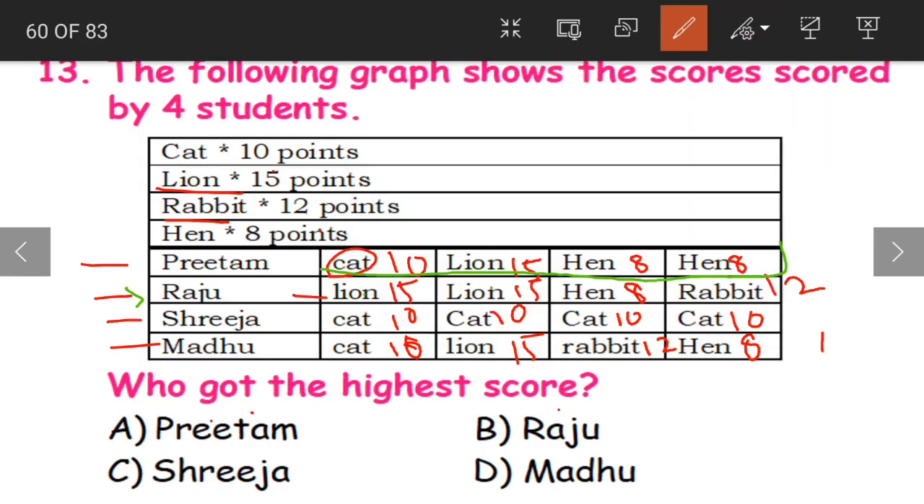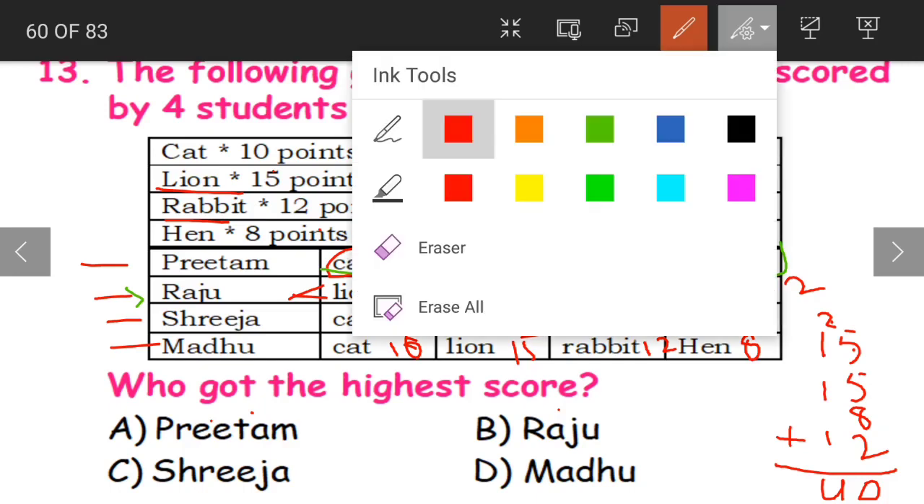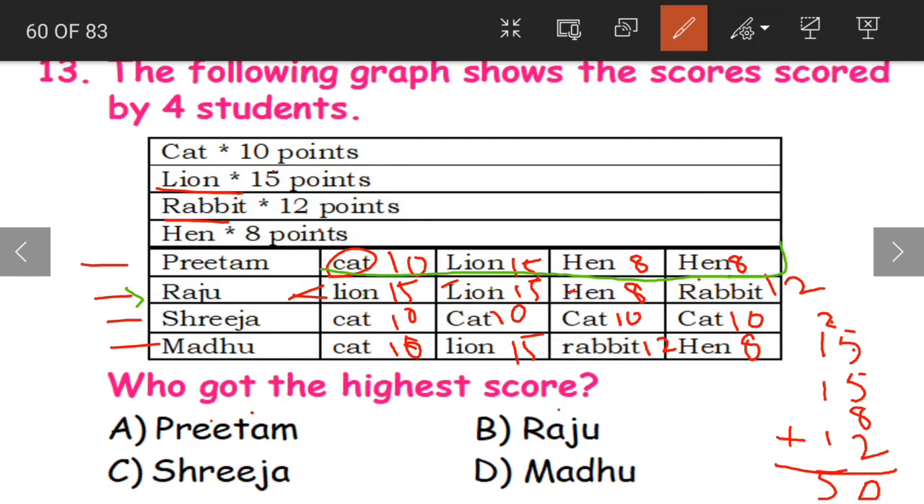What is it? 15 plus 15 plus 8 plus 12. Yes or no? 15, 15, 8 and 12. When we add, we have 20, 2 carried, 4, 2, 3, 4, 5. It is 50. The total score by Raju is 50. Yes or no? Yes. Now we have to check all the others also, right? When we come to Shrija, Shrija is having 4 tens, that is 40. Raju is 50, Shrija is 40.